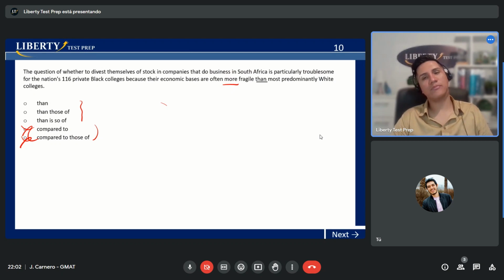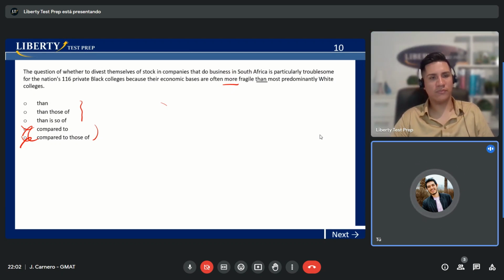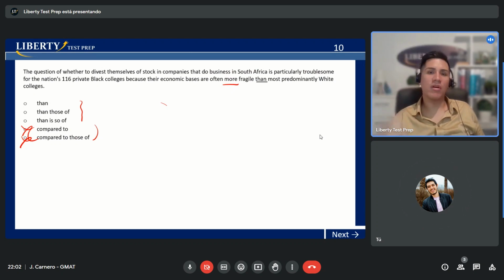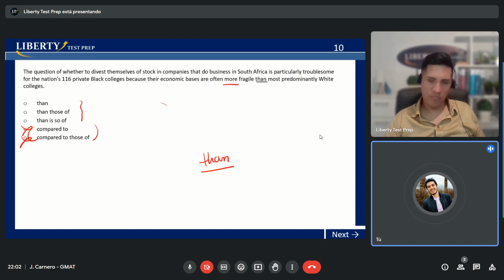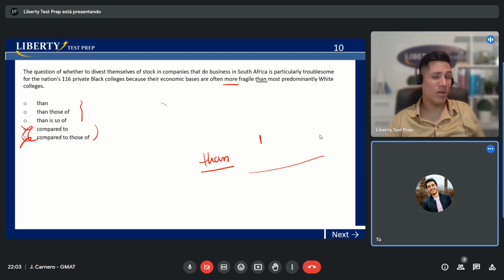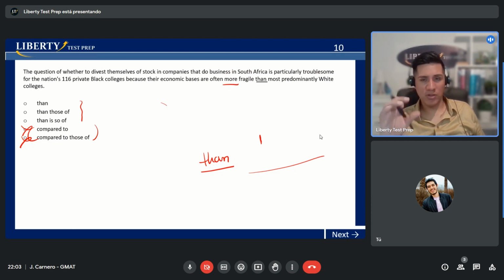Now, among those three, what do you do? If I have "more than," so for me it's letter A. Okay, in A, let's check the comparison. We have the word "than." What do we have on the right? Most predominantly white colleges. What structure do we have on the right? Parallelism. And "predominantly" is an adverb. So we have "predominantly" on the right. What is the word that is important on the right?